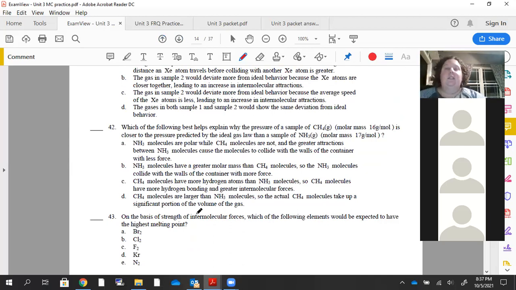All right, so this goes along with what we were just talking about, the ideal gases. Which of the following best helps explain why the pressure of a sample of methane, which has a molar mass of 16 grams per mole, is closer to the pressure predicted by the ideal gas law than a sample of ammonia, which has a molar mass of 17 grams per mole. So they're saying that methane is more ideal and that NH3 is less ideal.